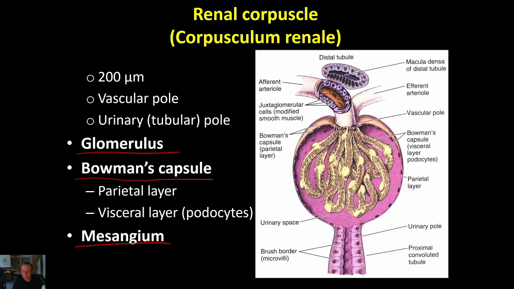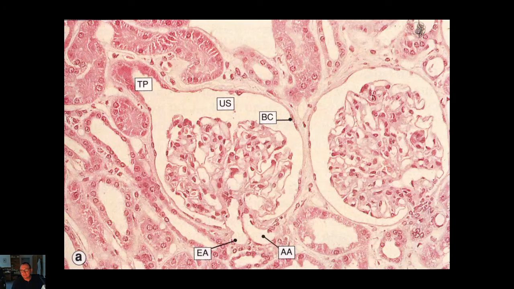Let's start with the description of glomerulus. Glomerulus, which means the tuft of very special capillaries. We can see such capillaries here in the section. This is a lumen of a capillary. Capillaries of a glomerulus are branches of afferent arteriole. Afferent arteriole is this one.